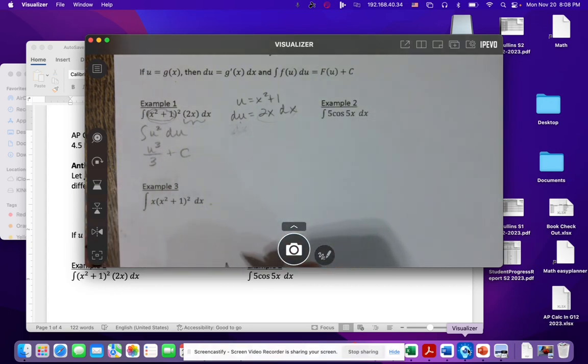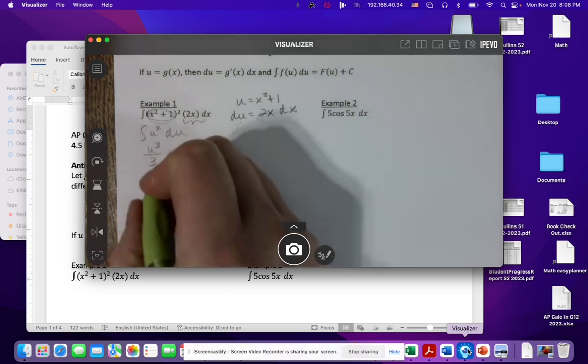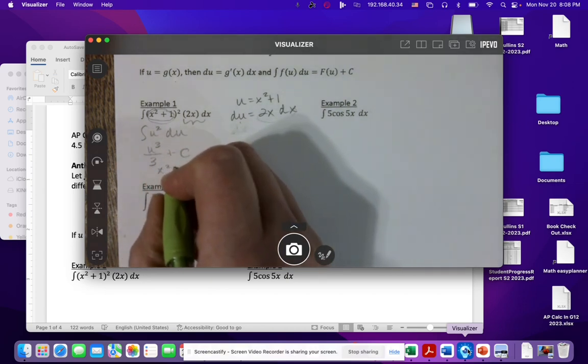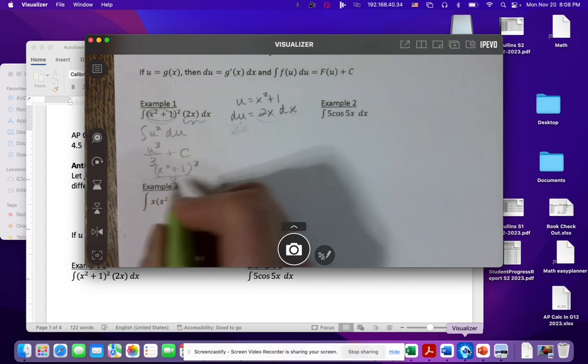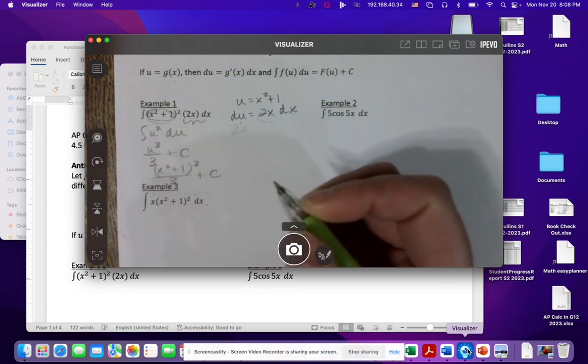And then the last step is really important. I do need to go back and substitute back in the x. So now I would have x squared plus 1 cubed, divide by 3. I have barely enough room here, and then plus a c.